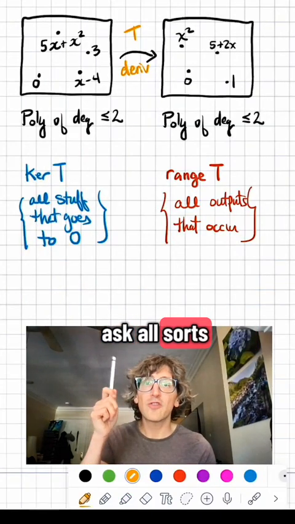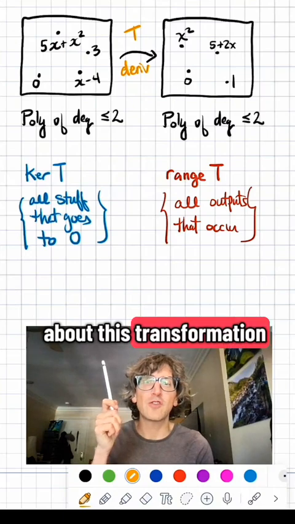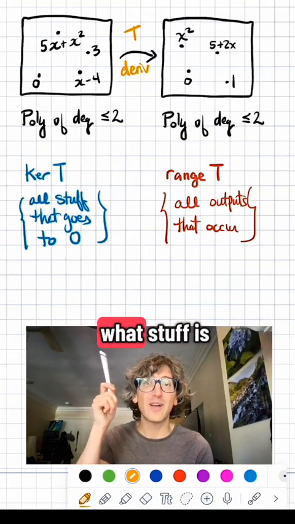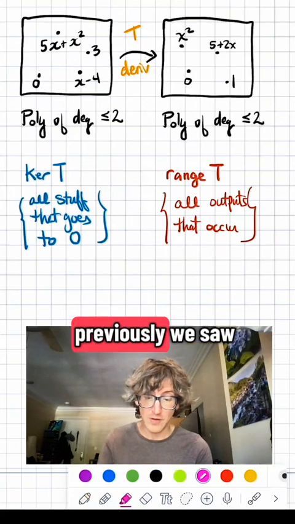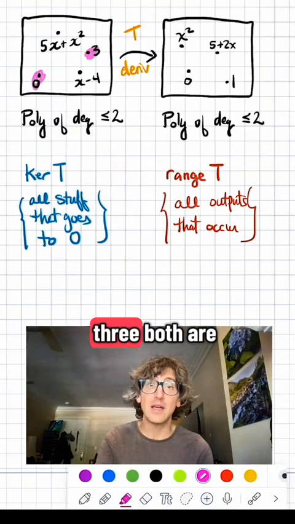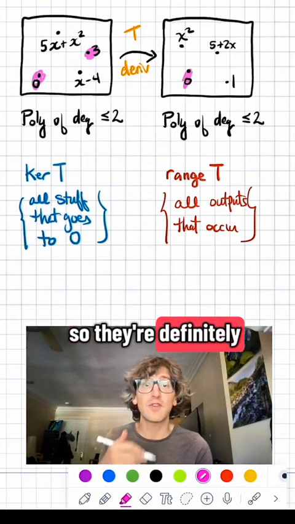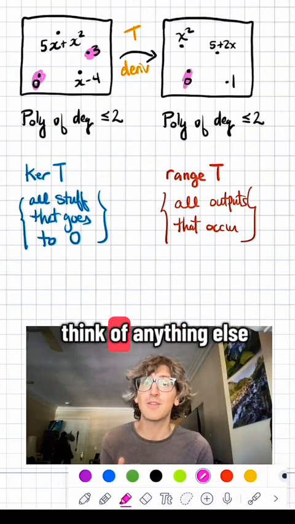And we can ask all sorts of interesting things about this transformation. What is the kernel of it? What stuff is going to go to 0? Previously, we saw that 0 and 3 both are going to map to 0, so they're definitely in the kernel, but can you think of anything else?